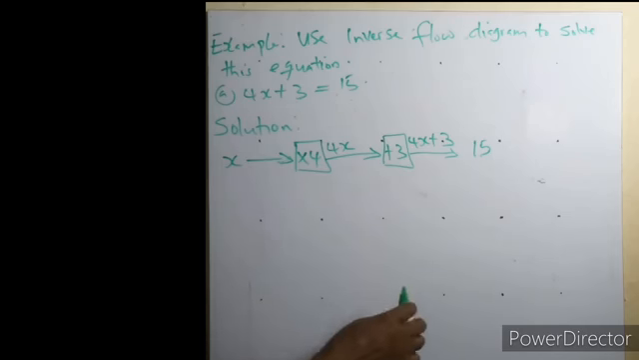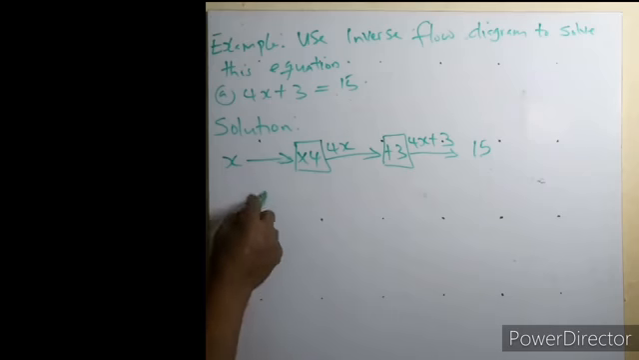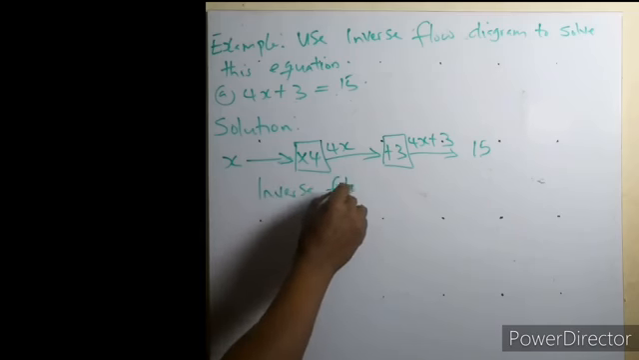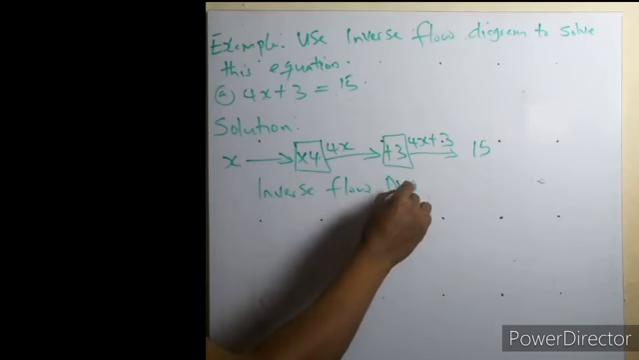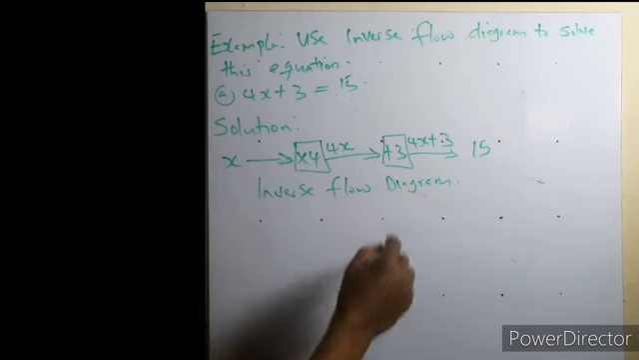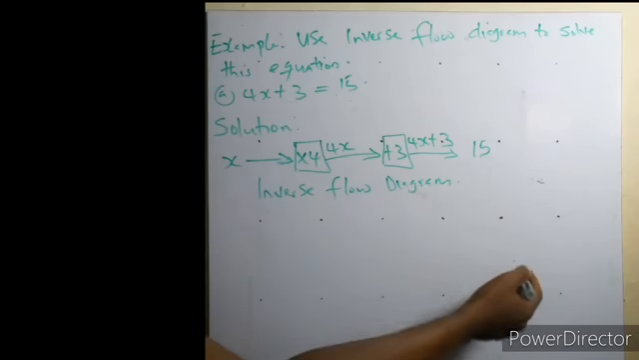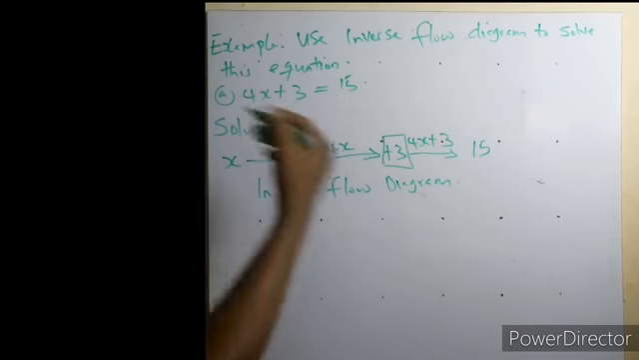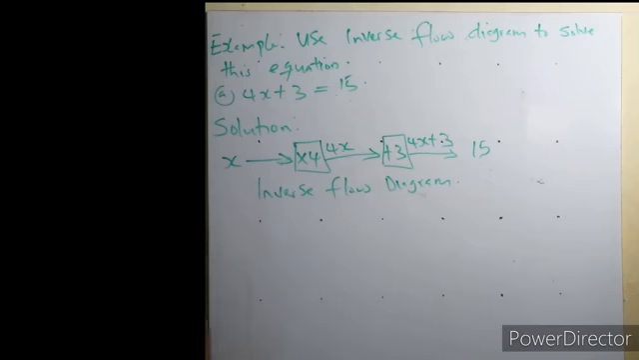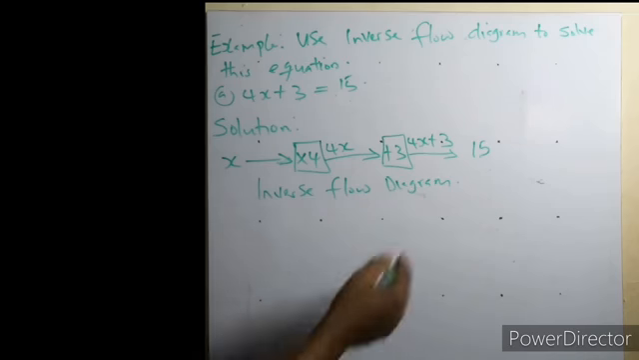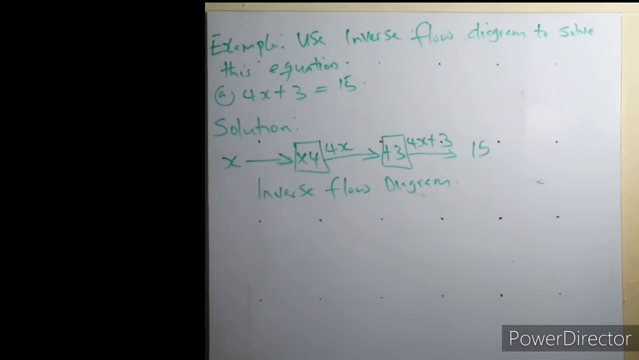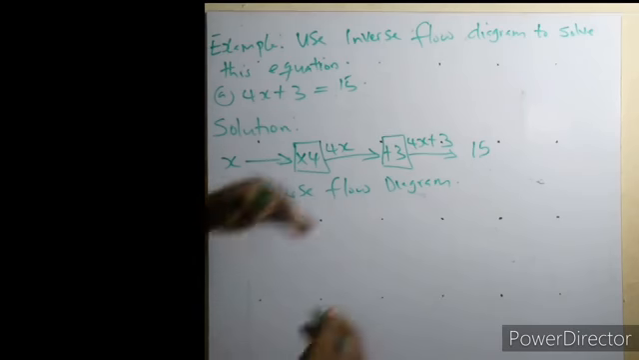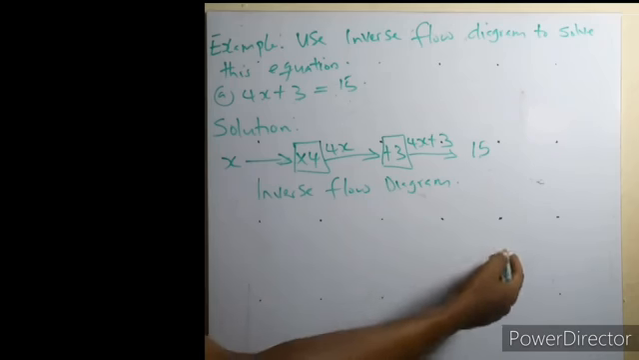Then now I want to use the inverse flow diagram. Let me write it: inverse flow diagram. You will now need to start from your right hand side because you are reversing. You are coming back to where you came from. So you now need to reverse. You will do what? You will reverse. So you now start from the right hand side. We were moving from the left hand side, and now we are coming back from the right hand side.